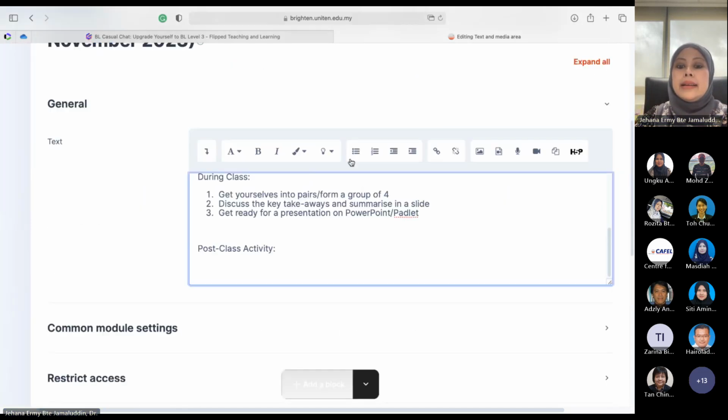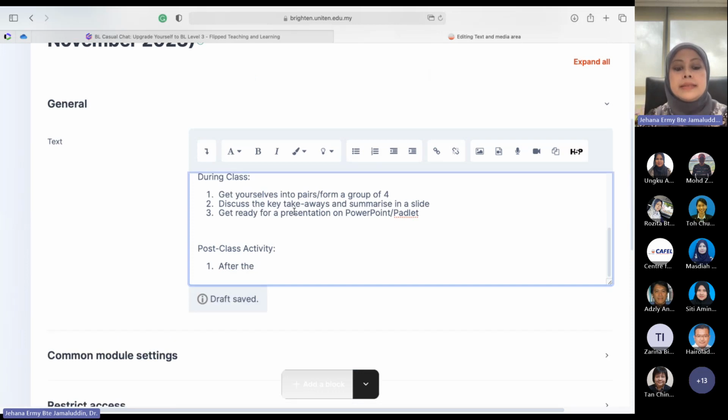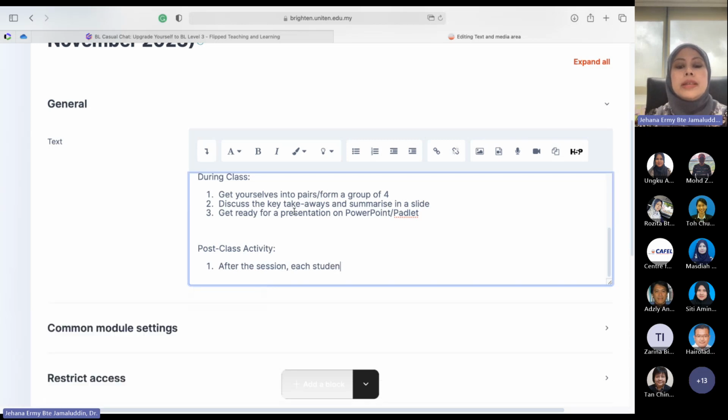After the session, each student will be attempting the quiz. What quiz? What quiz number? Quiz number 2, quiz number 3, quiz number 1. On Brighton. Okay, whereabouts?